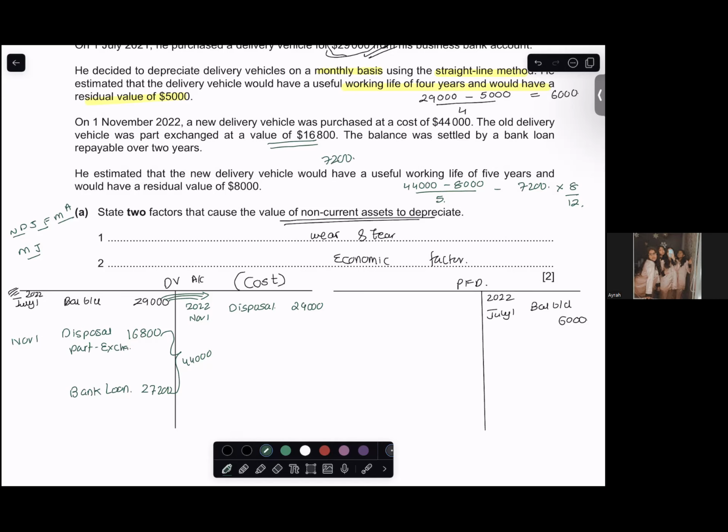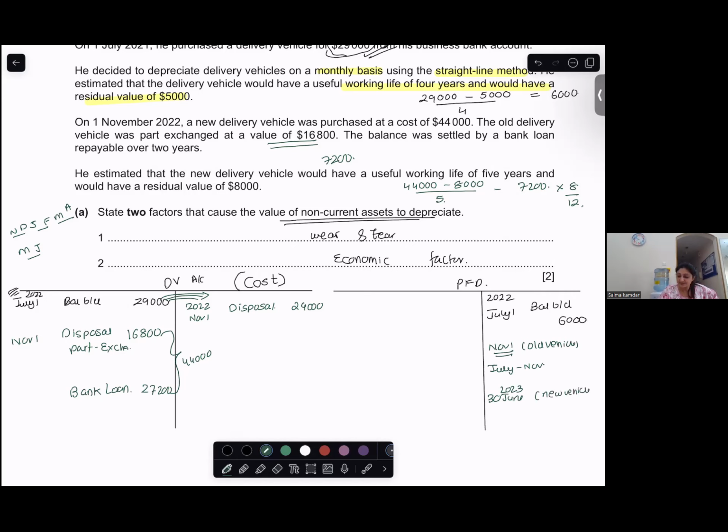Now 7,200 into 8 upon 12. So on November 1, you are going to depreciate your old vehicle. From which date to which date? From July to November. And on the last date, that is the 30th of June 2023, you are going to depreciate your new vehicle from November to June.